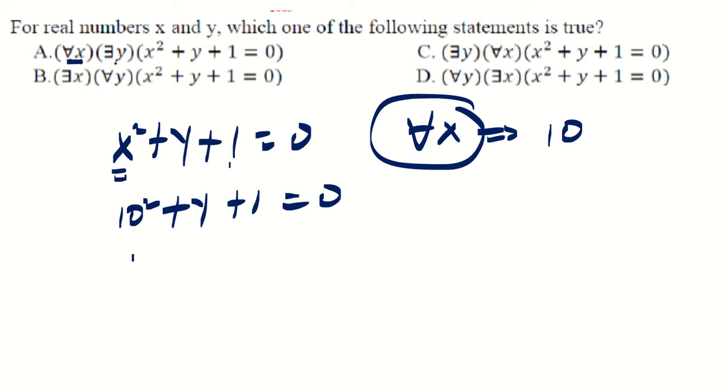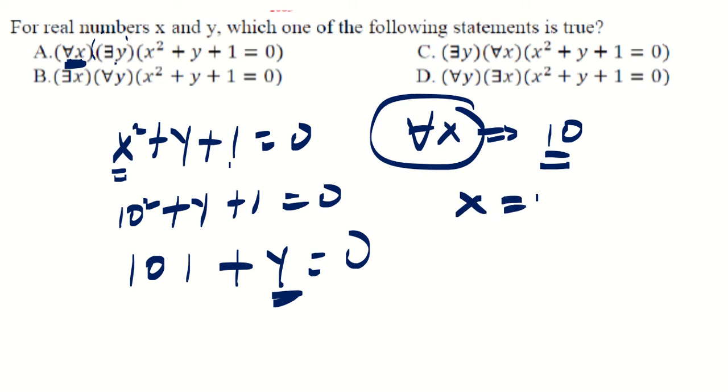10 squared is 100. 100 plus 1 is 101, plus y. Can you find a number? Because for all x there is a y. So as an example, we take x equal to 10, square it, and add 1. Can you find a real number y which will be added to 101 and give you 0? True. That is the opposite of 101, the additive inverse of 101, which is negative 101.